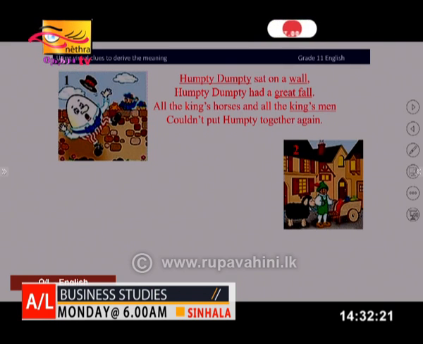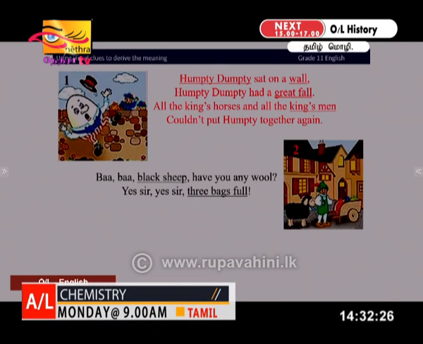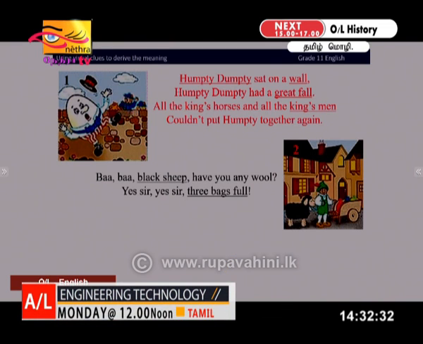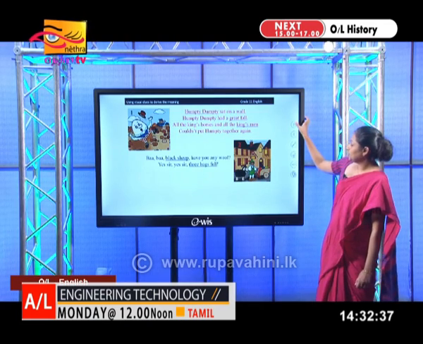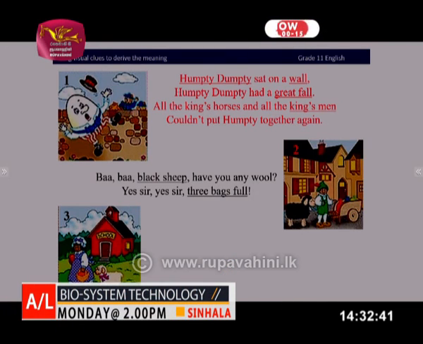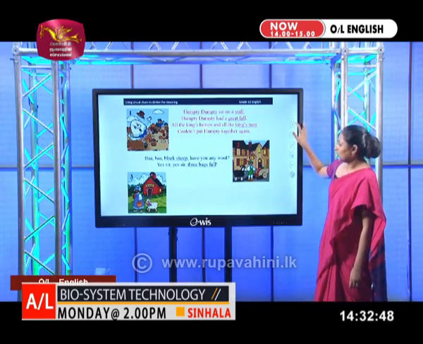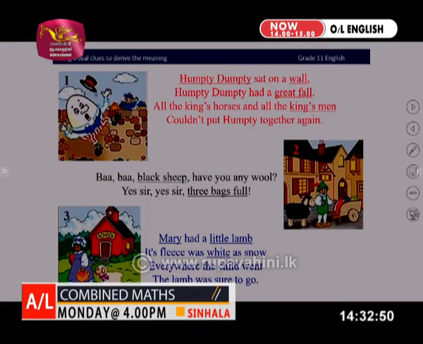Yes, it's Baba Black Sheep. So you can see a black sheep and 3 bags in the cart. So with these clues, you can easily understand the rhyme. Let's look at picture 3. What can you see in this picture? Carefully observe the picture. You can see a girl and a lamb. So, what is the matching rhyme? Yes, it's Mary had a little lamb.